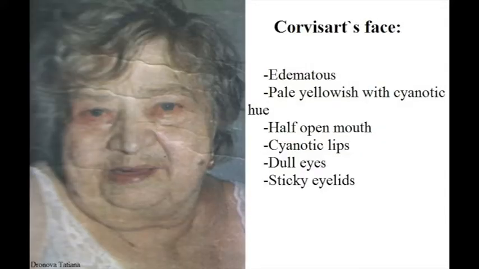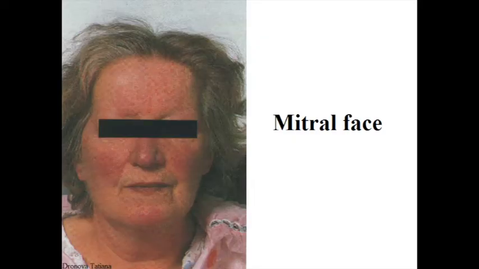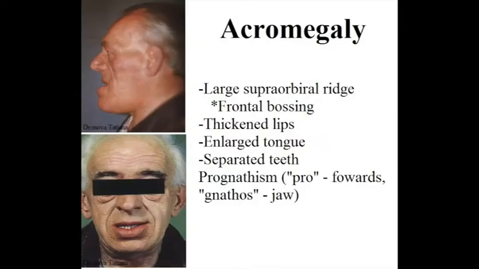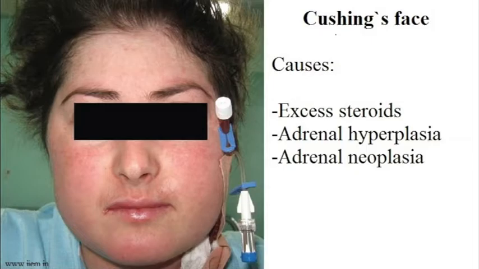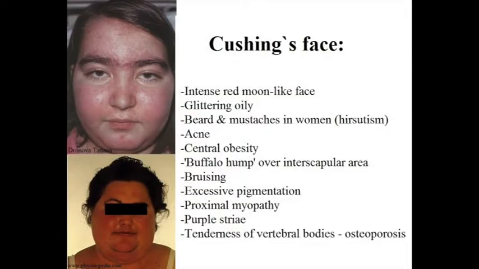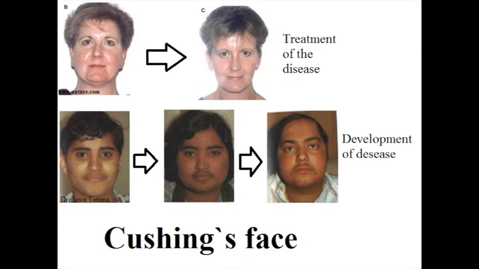Corvisart's face. It is associated with cardiac insufficiency. Face is edematous, pale yellowish with cyanotic hue, half open mouth, cyanotic lips, dull eyes, sticky eyelids. Mitral face. Prominent rosy cheeks with a bluish tint, associated with mitral stenosis. Acromegaly. Results of excess growth hormone production by the anterior pituitary gland. Cushing face. Cause may be excess steroid use, adrenal hyperplasia, adrenal neoplasia. It is also known as moon-like face.